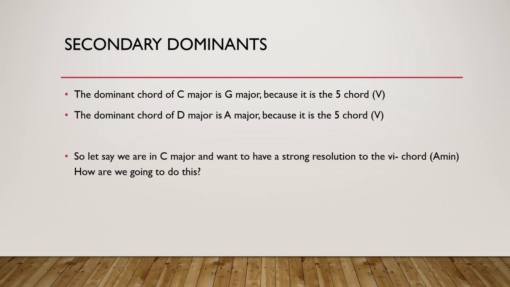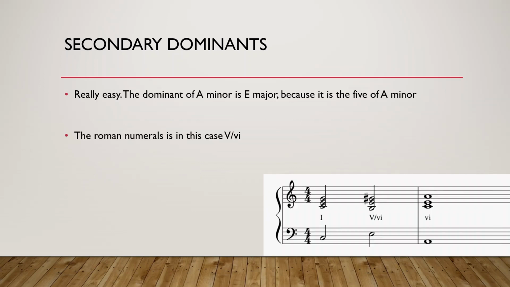So how are we going to do this? Well, it's really easy actually. The dominant of A minor is E major because again it is the 5 of A minor. And in Roman numerals we write this as the 5 of 6 because that is exactly what happens. From C major, E major, A minor. E major is the 5 of A minor and it really has tension and wants to resolve, but not to the C major again, it really wants to resolve specifically to A minor.